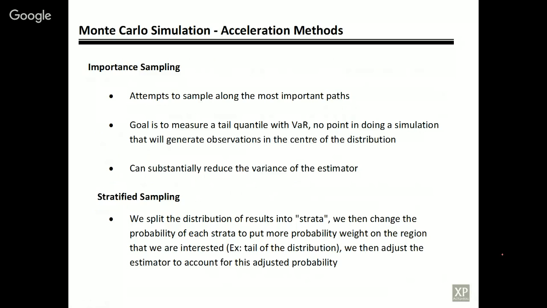And finally, we have stratified sampling. Here we split the distribution of results into strata, and then we change the probability of each strata to put more probability weight on the region that we're interested in.